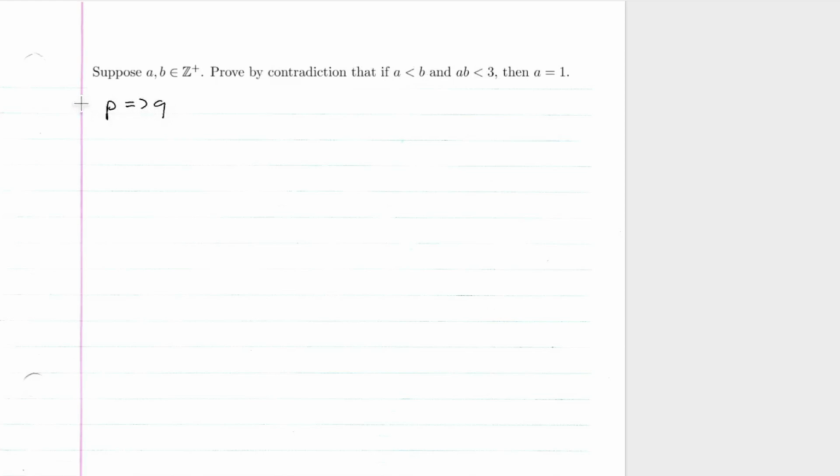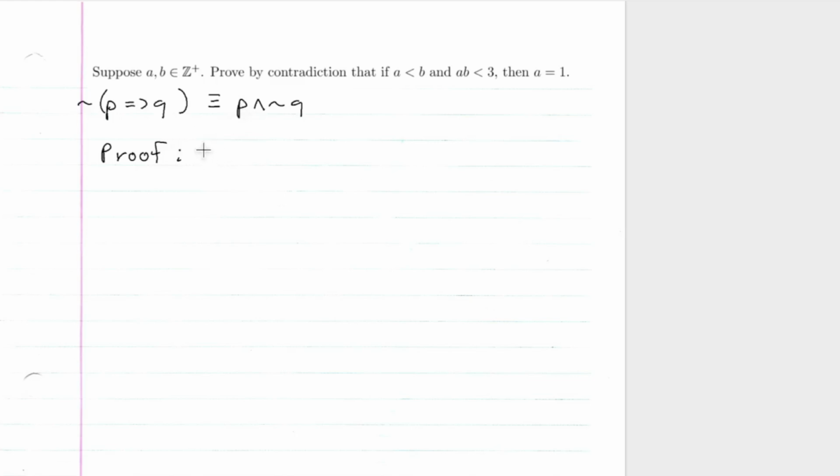A proof by contradiction means we're going to assume the negation of this, and then prove that the negation is false, meaning that the original P implies Q is true. Remember, the negation of P implies Q is logically equivalent to P and not Q. So if we can show that P and not Q is false, then the negation of P implies Q is false, which means the original P implies Q must be true. So let's go ahead and start this proof.